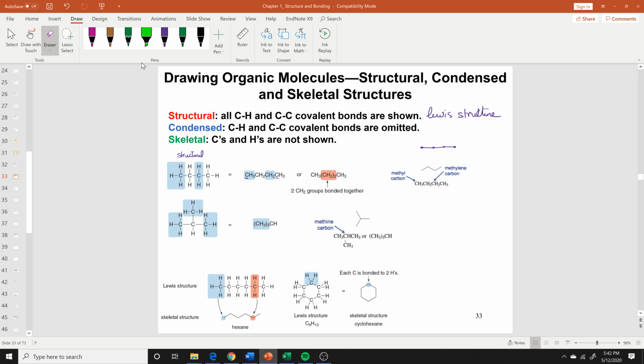Now there are different types of carbons, and these carbons we give them a name. If you have a CH3 carbon, this is called a methyl carbon. A CH2 carbon, this is called a methylene carbon. And the CH carbon is called a methine carbon. So please know those names in there.